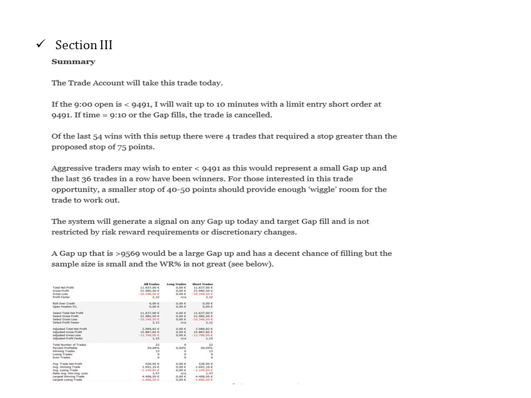Now, aggressive traders may wish to enter on this particular day at less than the minimum risk reward price of 94.91. These types of small gaps have a very high probability of filling, and in this particular instance the last 36 trades in a row had been winners. I also make the suggestion that if you're going to be doing this, you could take a smaller stop of 40 to 50 points. This should provide enough room for the trade to work out.